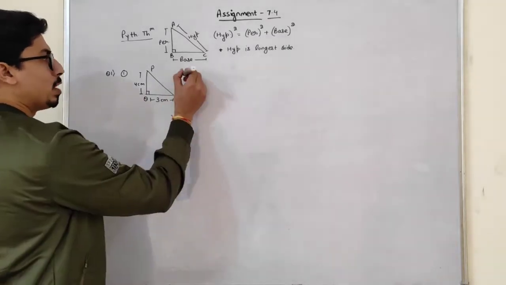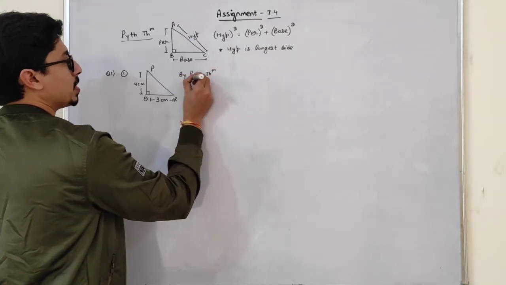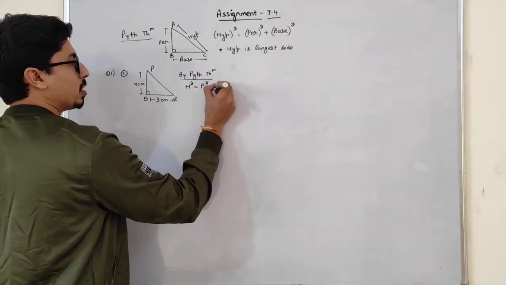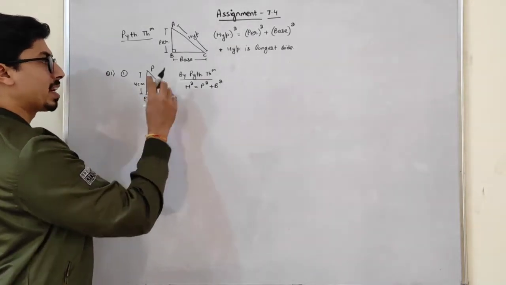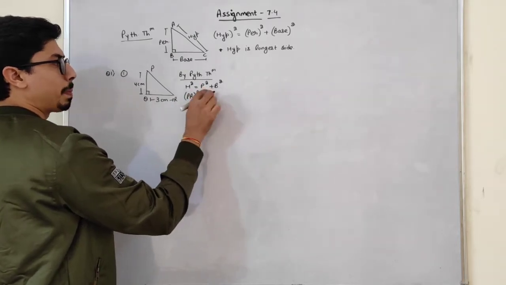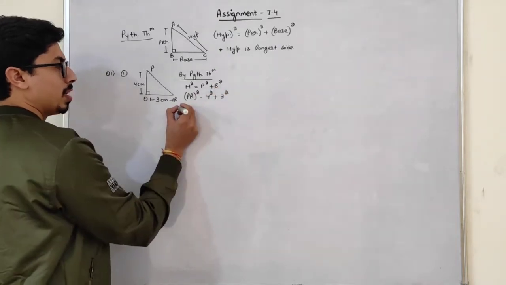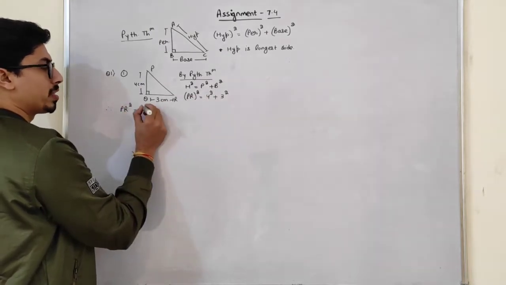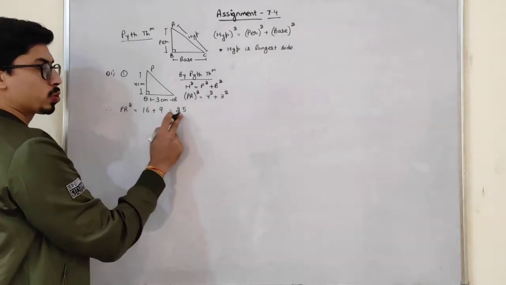So students, by the Pythagoras theorem, we can say that hypotenuse square is equal to perpendicular square plus base square. The side opposite to the right angle is the hypotenuse, so this PR is our hypotenuse. So PR square is 4 square plus 3 square. Therefore, PR square, that is hypotenuse square, is 16 plus 9, which is 25. So PR square is 25.